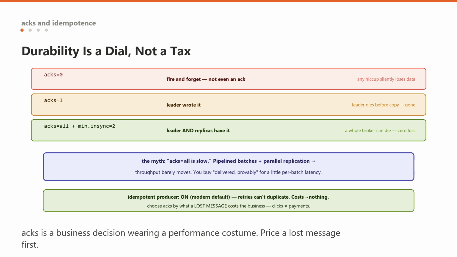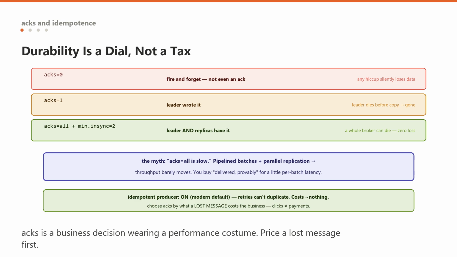ACK 1 means the partition leader wrote it, but if that leader dies before followers copy it, the message is gone. ACK all means the message is on the leader and every in-sync replica before the producer moves on. Combined with min in-sync replicas of 2, that is the setting where a broker can fail outright and you lose nothing.